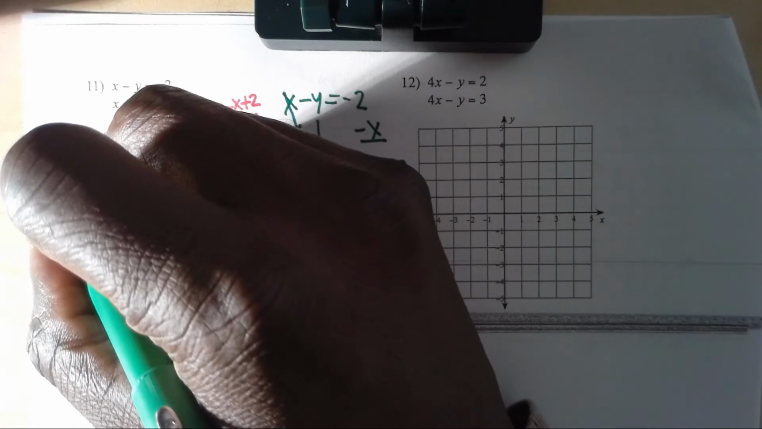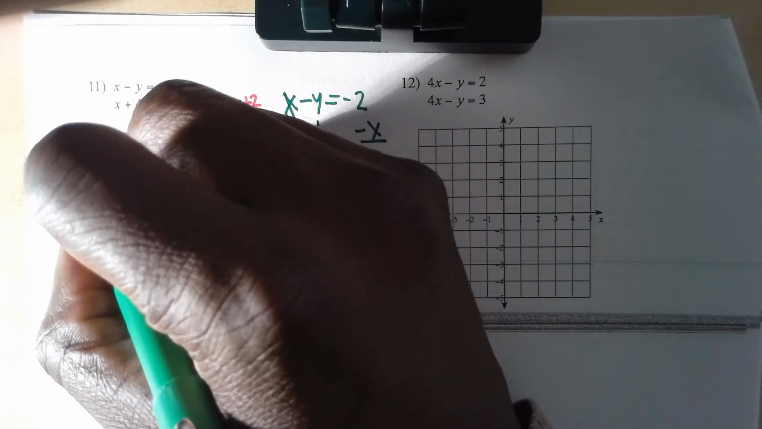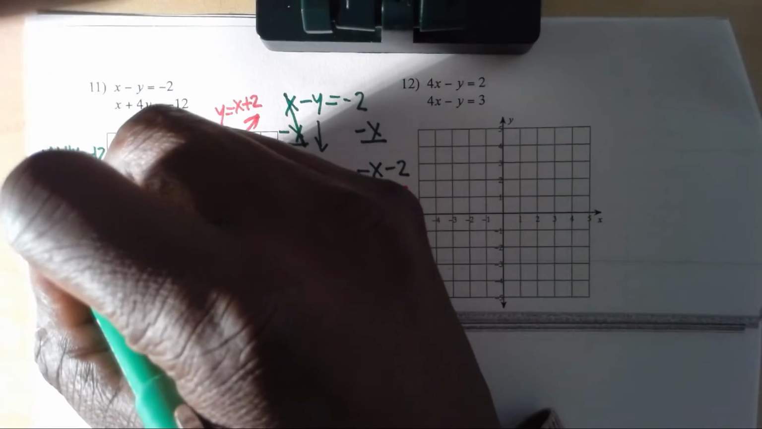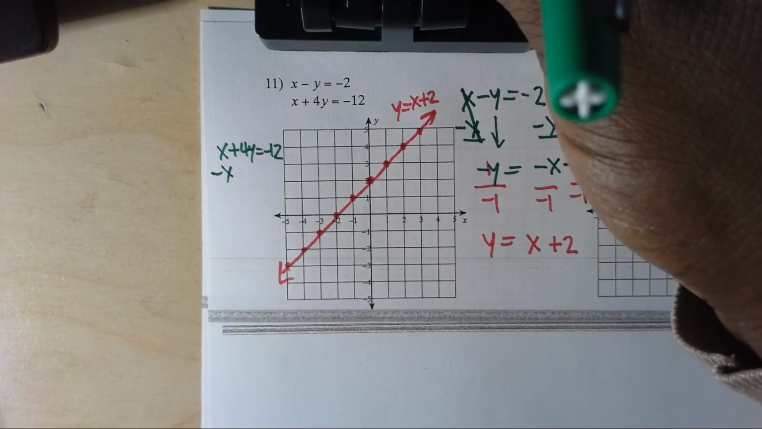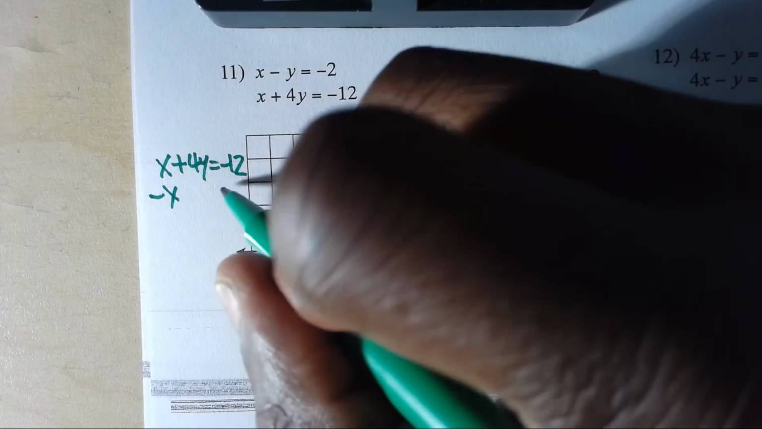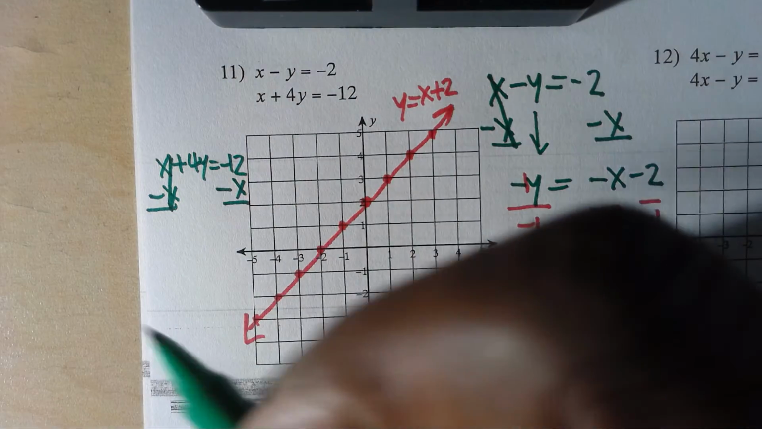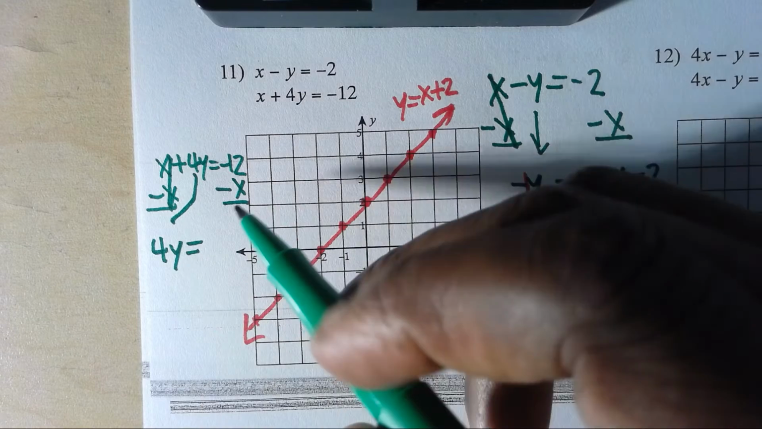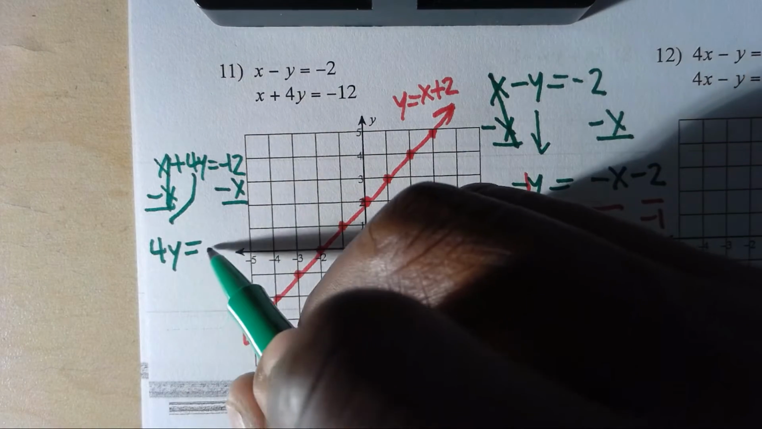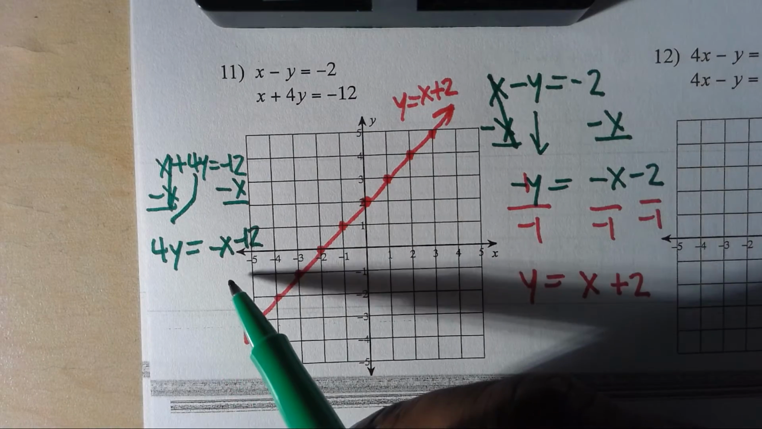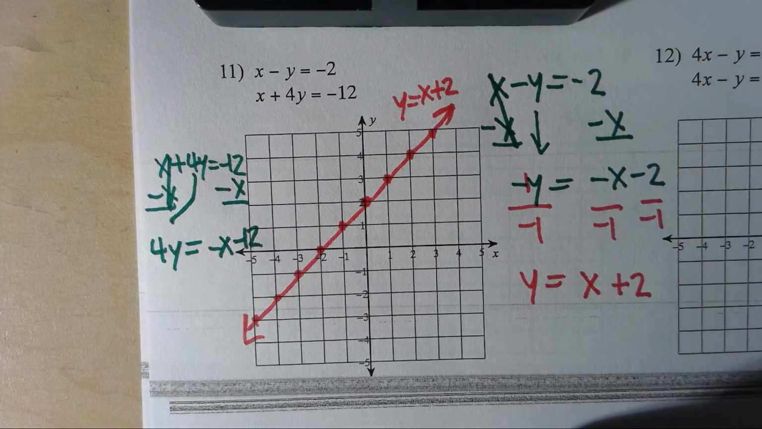So I'm going to have x plus 4y equals -12. I'm going to subtract x on both sides. Let me zoom that in just a little bit. I'm subtracting x on both sides. This cancels. I'm going to bring down my positive 4y. And since these are not like terms, I'm going to get -x and -12. I got -12 because it was negative here.